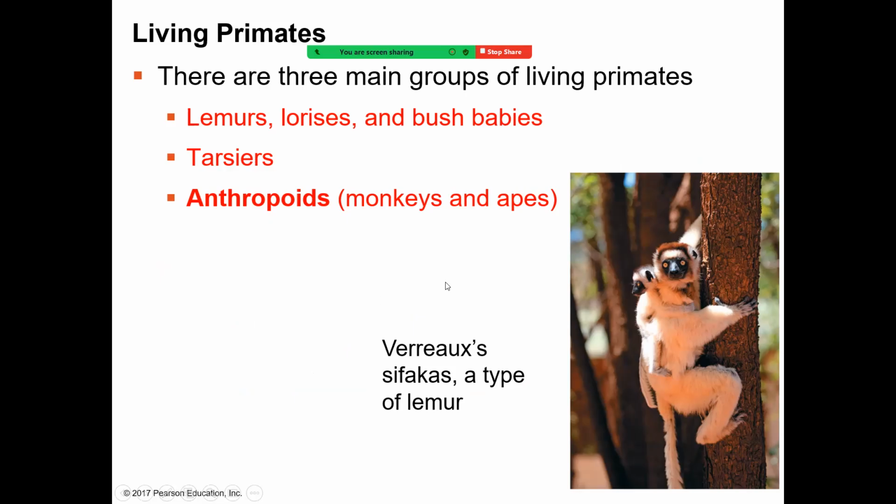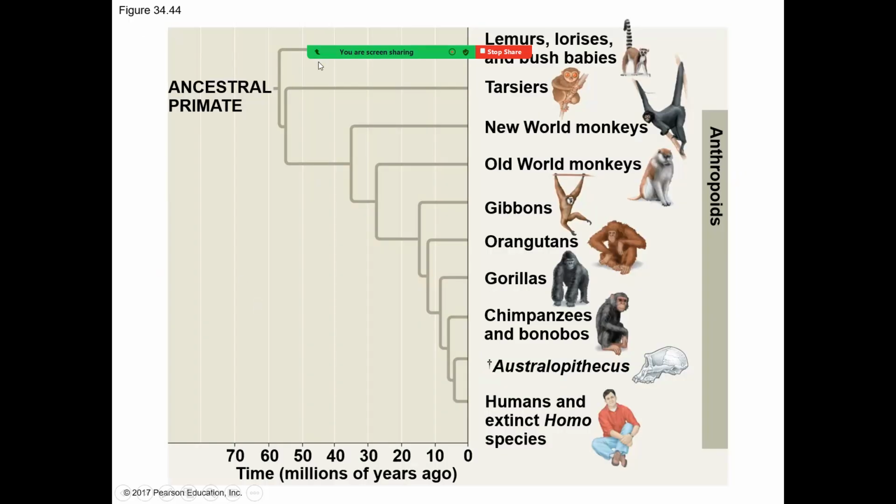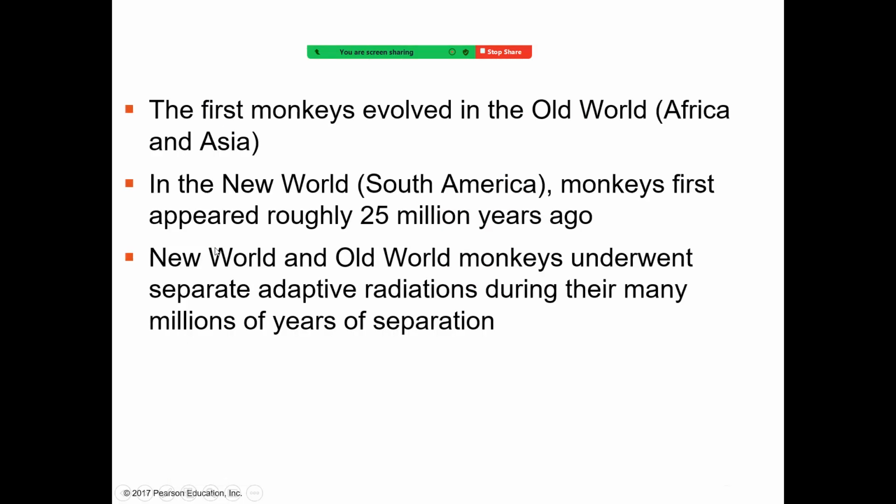So some living primates: lemurs, lorises, and bush babies, tarsiers, and anthropoids, anthro meaning human-like, monkeys and apes, of course. So here is a lemur. Looking at the ancestral primates, and we'll talk in detail about our evolution as well.